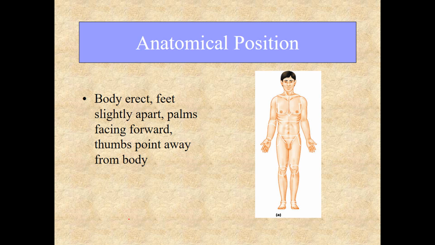And this is the position, regardless of the position of the patient or the model. When we talk about the relationship of body parts, we always do so from the anatomical position. So you absolutely need to know what this anatomical position is. All right. Body erect, feet slightly apart, palms facing forward, and the thumbs have to be pointing away from the body. So that is the anatomical position. That is one of the first things that you have to understand and get down pat.